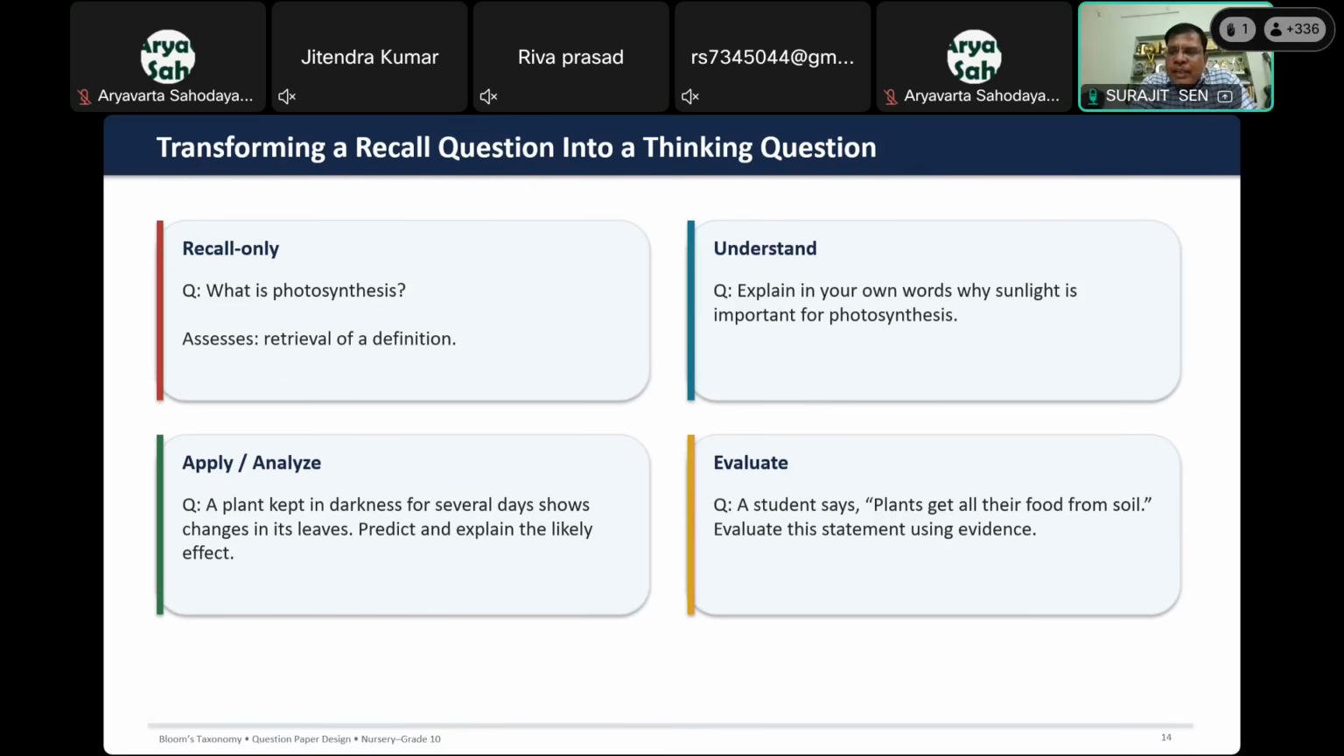Evaluate: a student said plants get all their food from soil. Evaluate this statement using evidence. So like that also we can make it. So these will make a recall question into a thinking question. Sometimes we can take a simple remembering question and make them go into deeper understanding of learning, so that we can understand that the child has really studied the matter thoroughly and understood the concept. And that is what we are looking for.